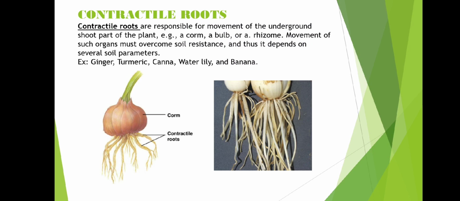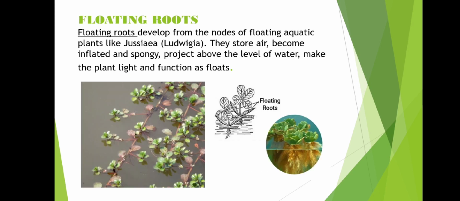Contractile roots. Contractile roots are responsible for movement of the underground shoot part of the plant. Example, a corm, a bulb, or a rhizome. Movement of such organs must overcome soil resistance, and thus it depends on several soil parameters. For example, ginger, turmeric, canna, water lily, and banana.